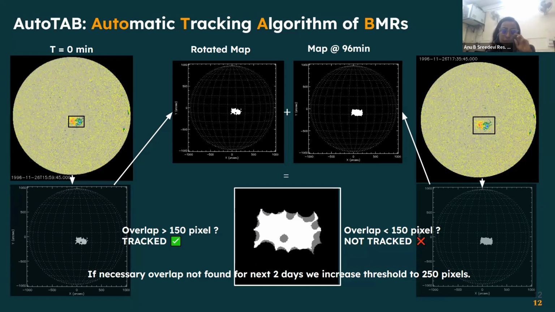Now, this is not done for just one BMR. It is done for all the BMRs that are freshly appearing on the solar disk. And we have 12,173 BMRs tracked from 1996 to 2024. So around two solar cycles and a bit.